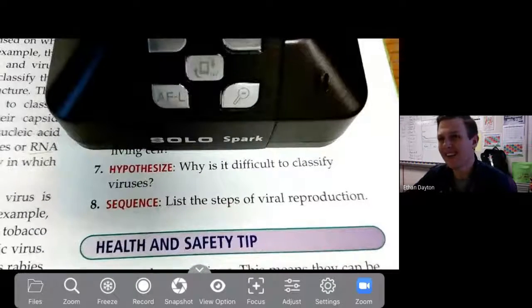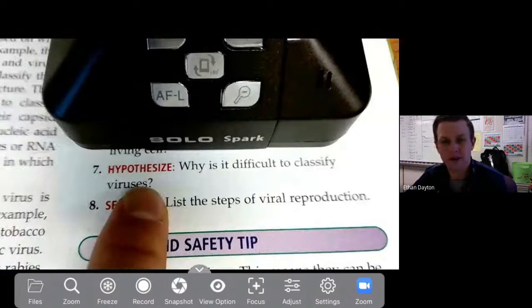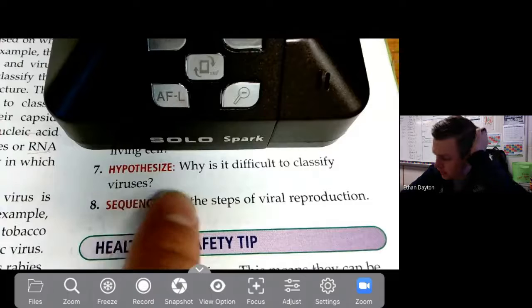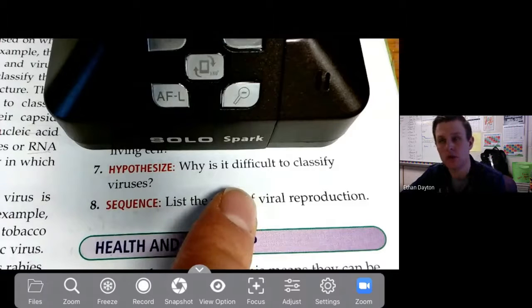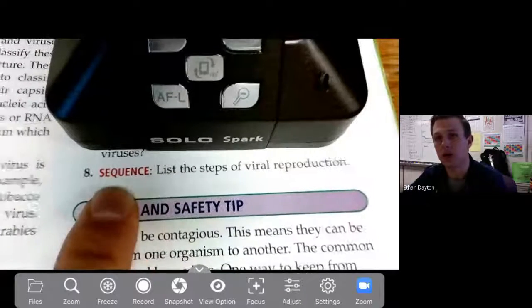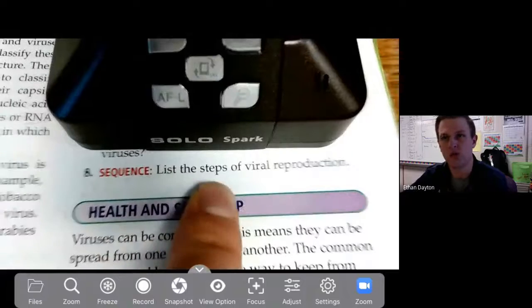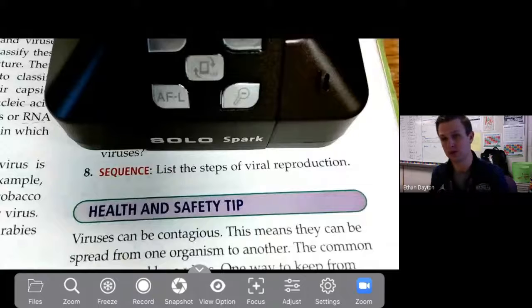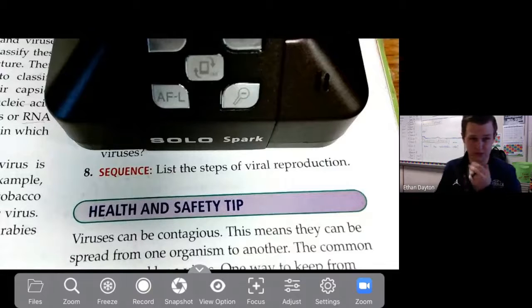Hypothesize, number 7. Why is it difficult to classify viruses? It is difficult to classify viruses because, and then insert your reason. And then number 8, sequence. That means put in order, list the steps of viral reproduction. So if you go back and look, you should be able to see those steps pretty easily.